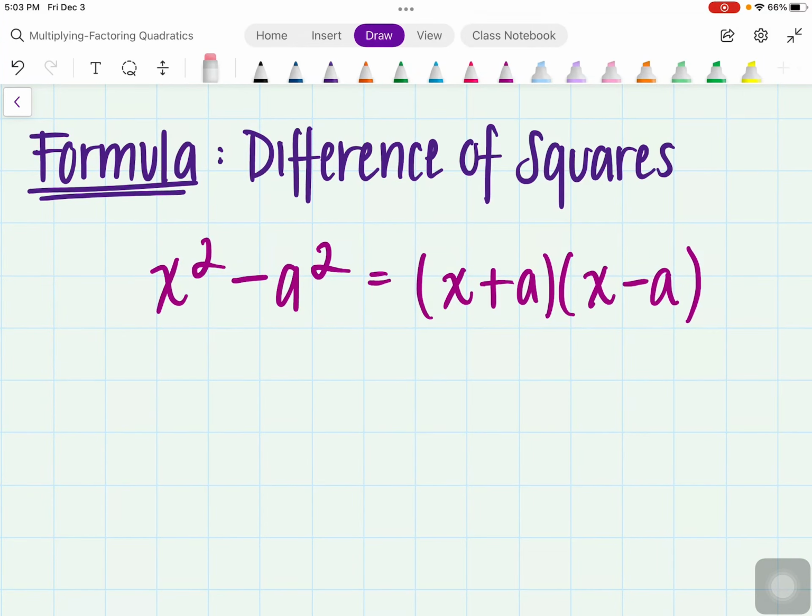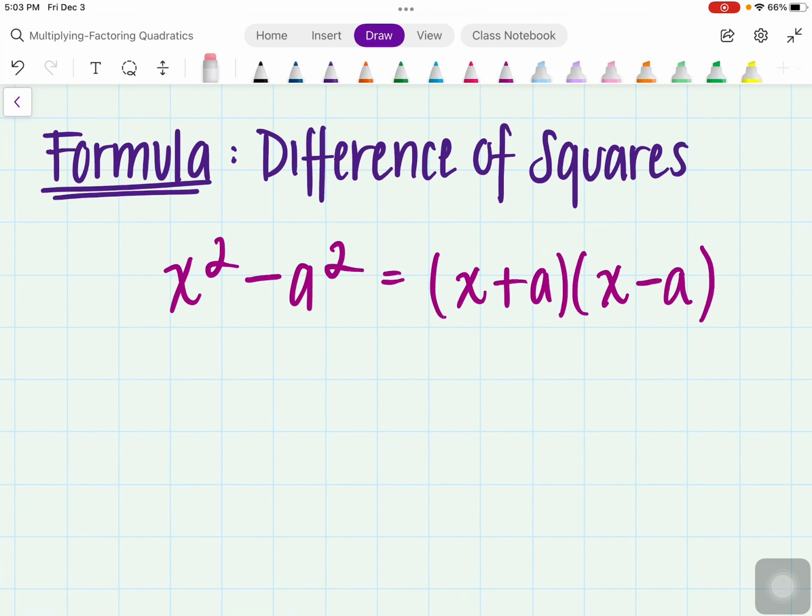All right, so I want to go ahead and talk about the formula, because difference of squares in this case is a special type of quadratic expression. And this type of expression just has a special formula to it.